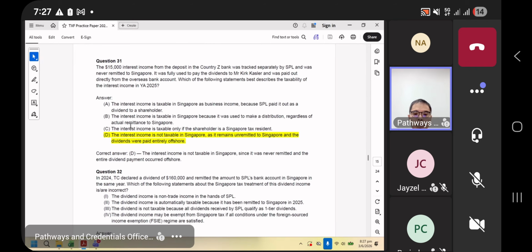And then just for discussion purposes, whether the shareholder is a Singapore tax resident or not is not a deciding factor. Okay. The main thing here is it would only be subjected to tax in Singapore if the income is received in Singapore. Okay. So given the fact that the interest income, if you look at the fact pattern, you can clearly argue that that amount was never received in Singapore at all.